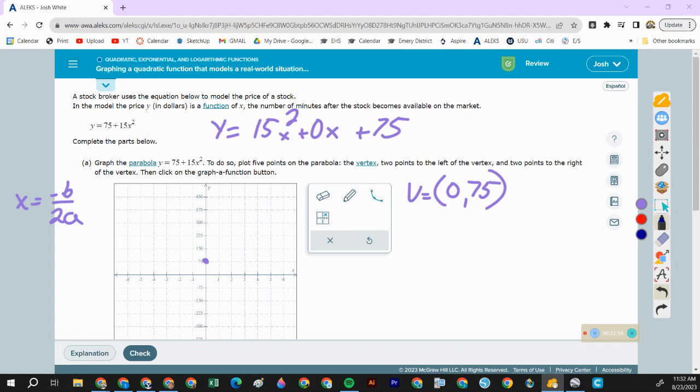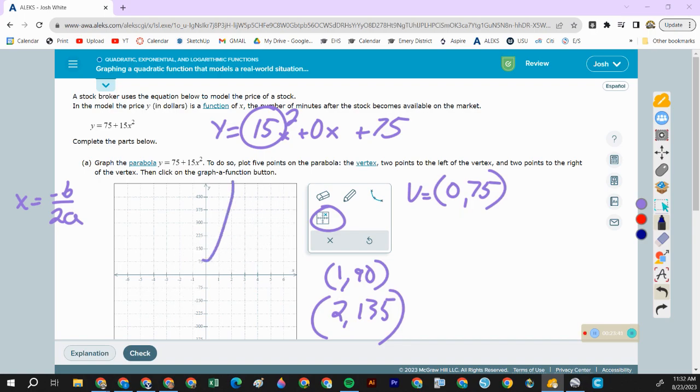So I don't have that point on the graph, so I would need to use this and say 1 comma 90. And then I usually go over 1, up 1, and then over 2, up. Normally, what would I do? Over 2, up 4. But this time I have to do over 2, up 4 times 15, which would be 60. So 2 and 60 higher than 75 would be 135. And then you do the same thing on the other side. And you will graph the parabola.